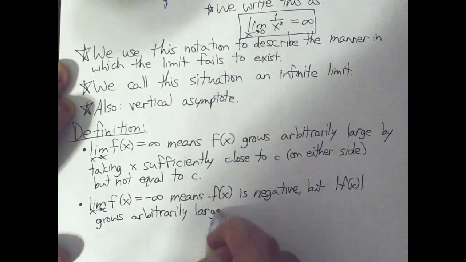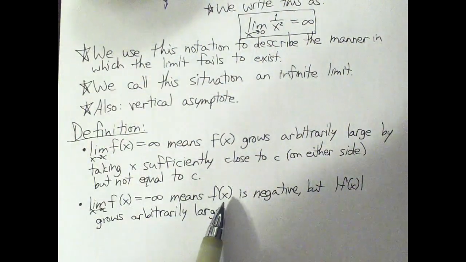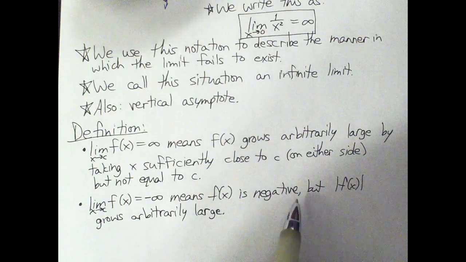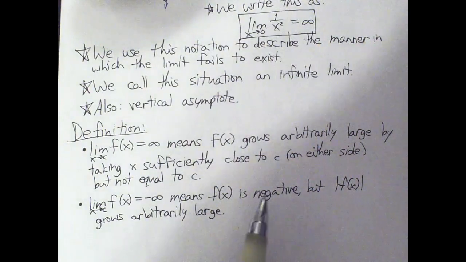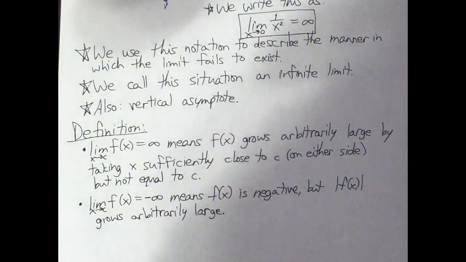And I like this definition using absolute value because this explains that we're talking about negative values, but the magnitude of them is very large. Like the absolute value of them is very large. So you take a number like negative 1 trillion. It's a negative number, but its absolute value is very large. And then you let that keep getting larger and larger. So we're heading off towards negative infinity.